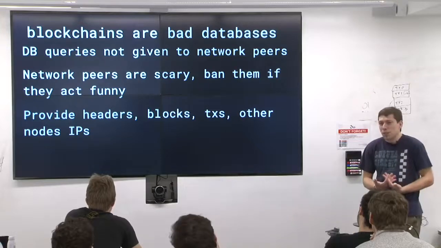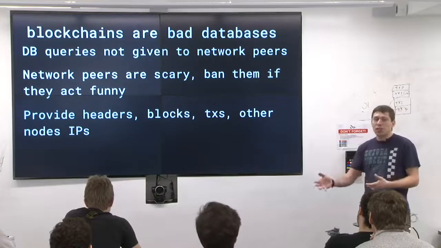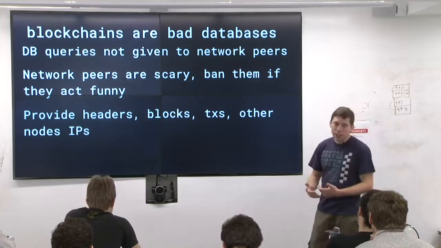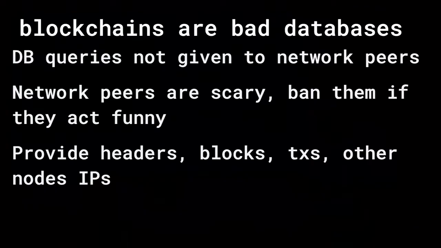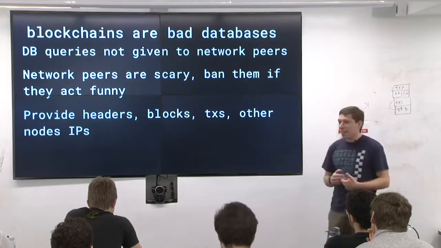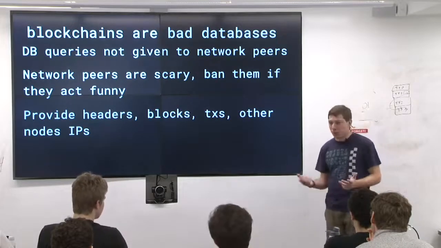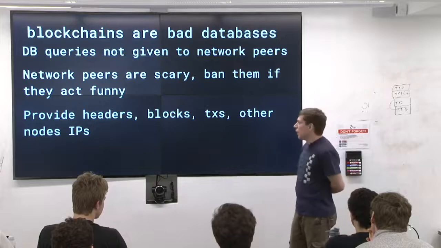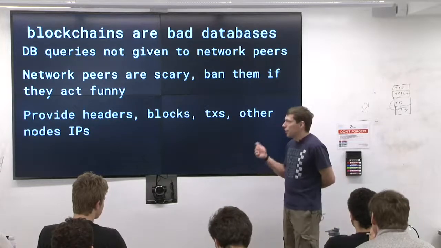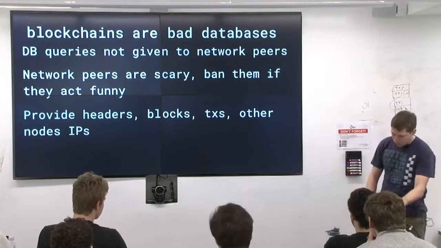But an address index doesn't work that way. It's sort of trusted. I can easily omit things, right? If you say, hey, I've got a key, what are the transactions involved with this key? I can omit things very easily, and there's no way for you to prove it or verify it. So your DB queries aren't really given out to network peers. And network peers are scary, and you need to ban them if they act funny. And this happens all the time. If you look through Bitcoin logs and you have a node that's up, every few seconds you're going to be disconnecting from someone or banning them because they're doing something crazy, trying to hack into you or whatever. So basically, all you're doing is providing headers, blocks, transactions, and sharing the other IPs of nodes. You try to simplify it.